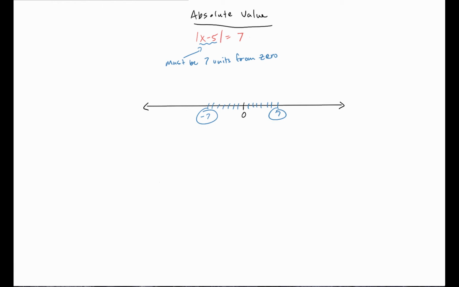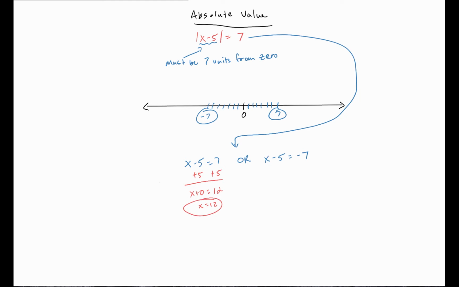So we can either come up with the fact that x minus 5 must equal 7 or x minus 5 must equal -7. Okay? If it's 7 or -7, it is 7 units from 0. And now we have two linear equations that are very easy to solve. We've been solving them for quite some time now. x equals 12 or x is equal to -2.